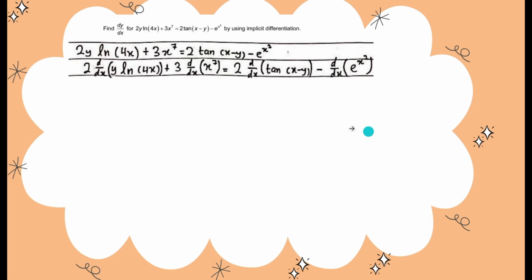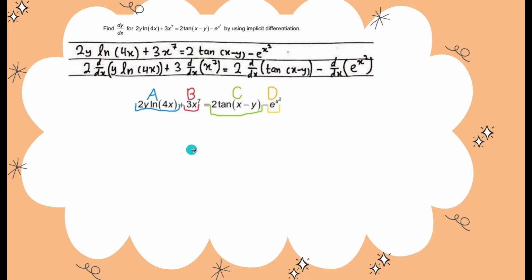For question 2, find dy over dx for 2y natural logarithm of 4x plus 3x to the power of 7 equals 2 tangent of x minus y minus exponential to the power of x squared, by using implicit differentiation. First of all, I will modify the equation into this, so it's going to be easy for me to differentiate it later. Then I will break the equation into 4 parts: part A, part B, part C, and part D.